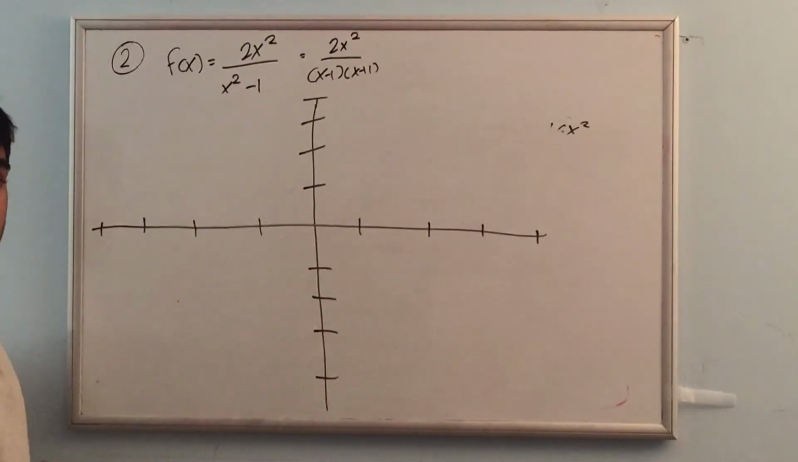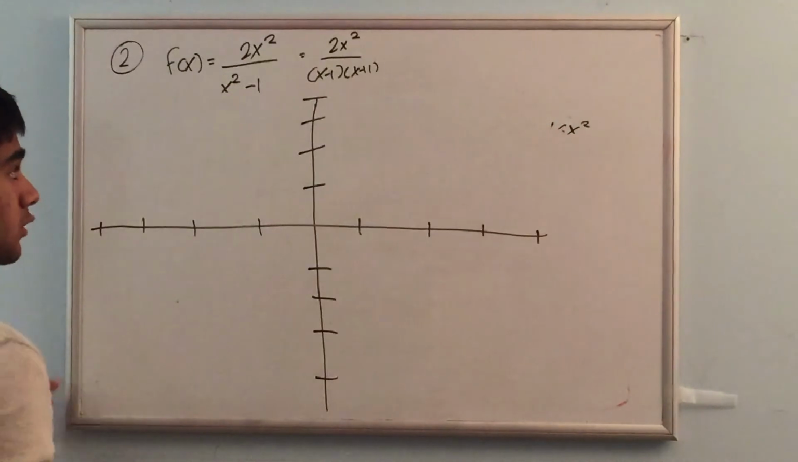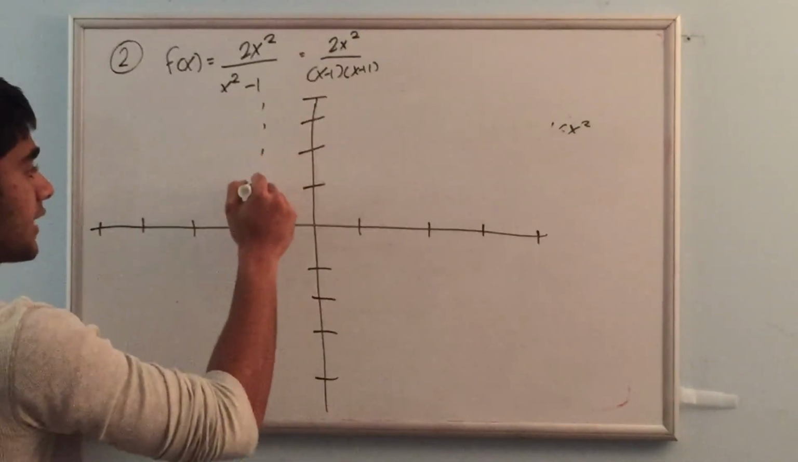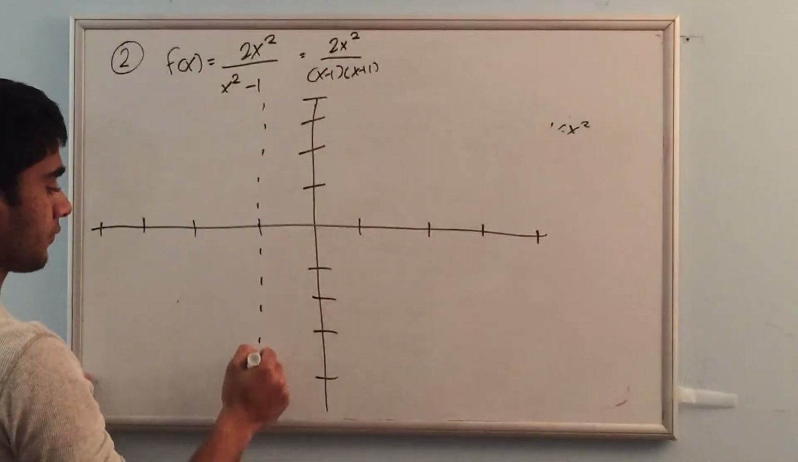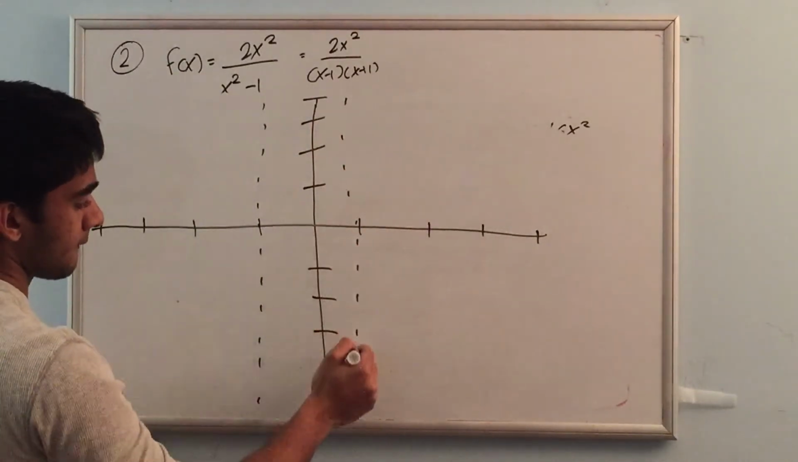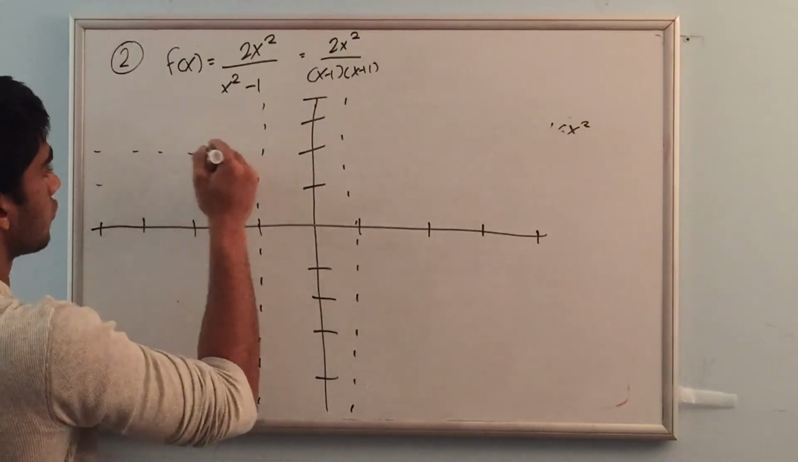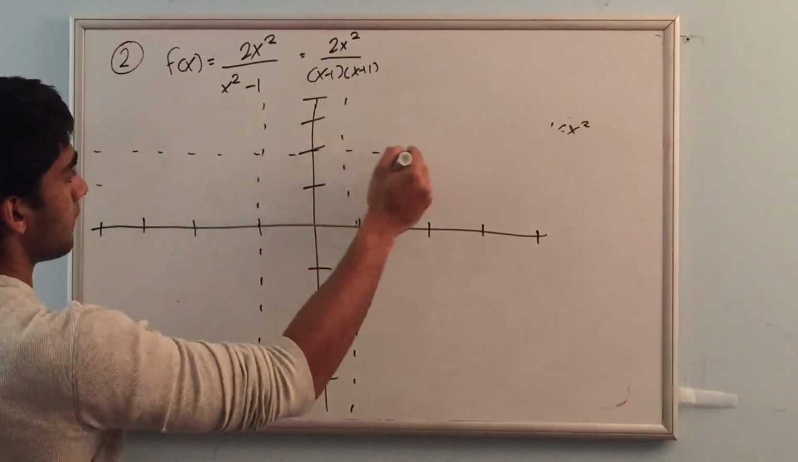So now we are actually ready to graph the function. So let's first graph all the asymptotes. We have 3 asymptotes. One at x equals negative 1, so down here. One at x equals 1, so over here. And one at y equals 2, so over here.